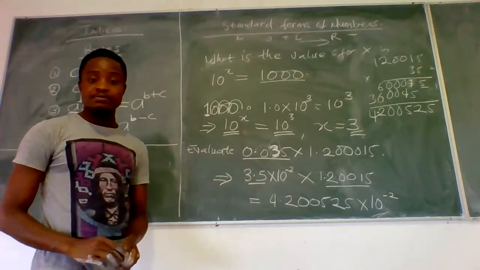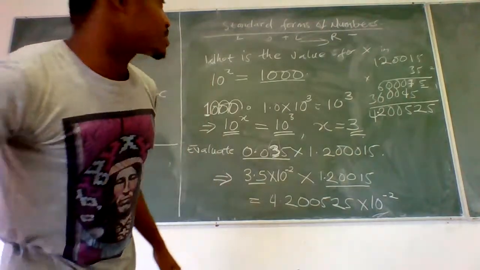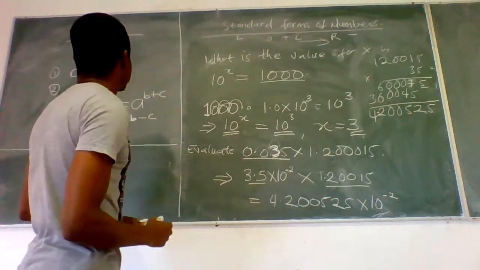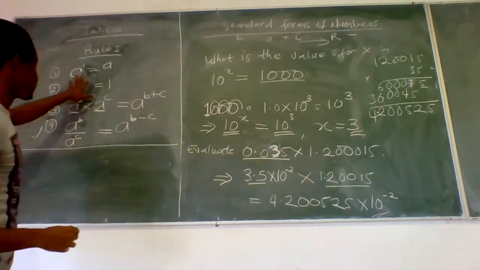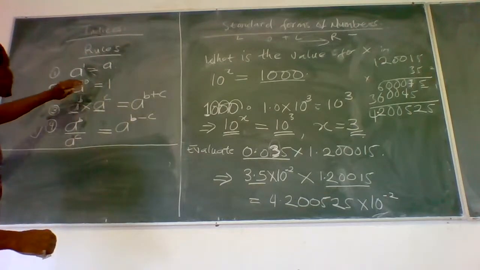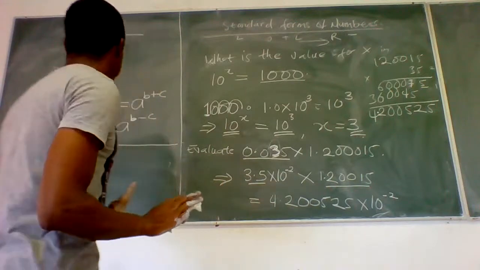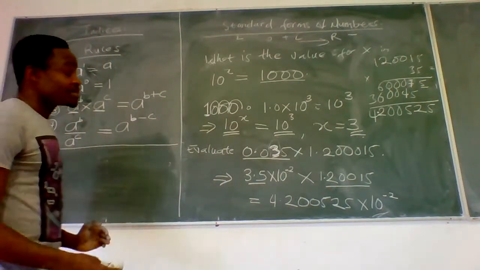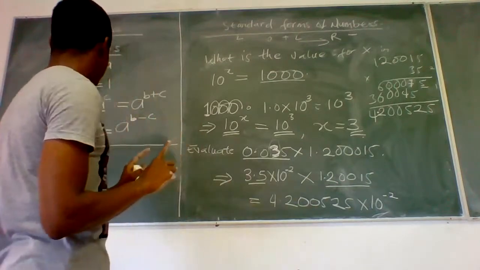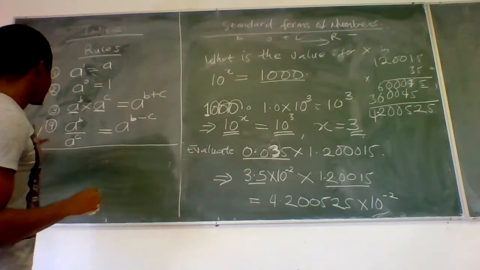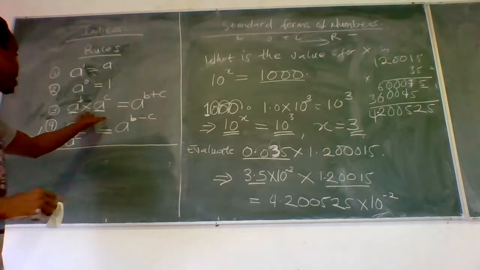Okay, so this is basically what I want us to know today. Today we did indices, and we have this set of rules. First, any number exponent 1 is the same number. You have to bear that in mind. And any number apart from 0, exponent 0 is 1.